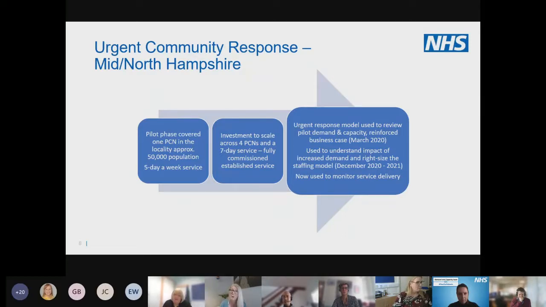Then they used it in more real-life situations where they were scaling up, with increases across the 4 PCNs in patients requiring their support, and they used it to right-size their model. They used it while recruiting to see where recruitment was best placed, what types of roles were required, and how those roles would work across the 7 days. They now use the urgent response model as an operational tool. They update it every month to see where they are, and it is designed to be used by the service at operational level as regularly as you feel is appropriate.